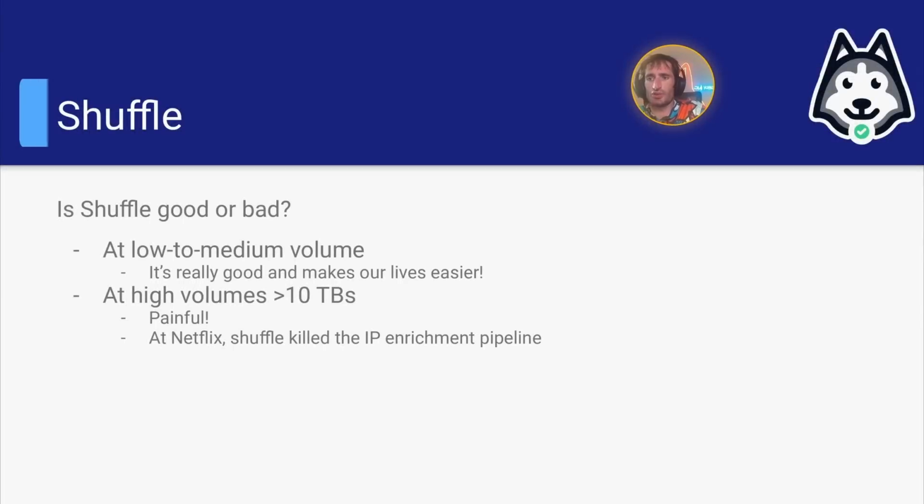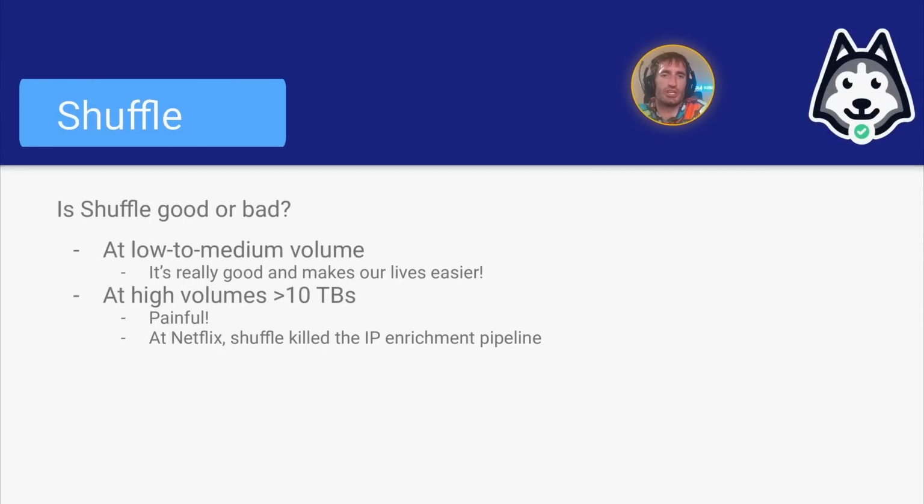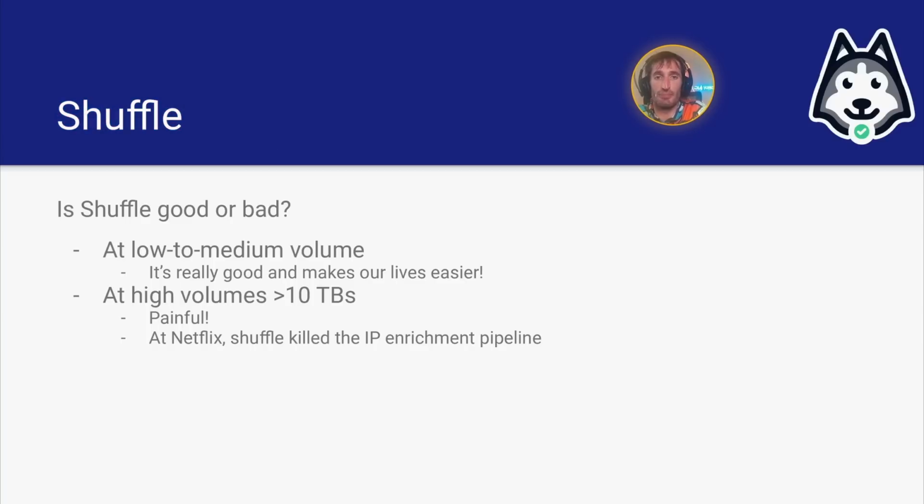So let's talk a little bit about shuffle. Is shuffle good or bad? I think so far in this presentation, you might be considering shuffle is kind of bad, that shuffle is probably not what we want. And I don't agree with that. I think that shuffle is actually pretty decent. You should probably use shuffle in most cases, especially if the volume is not really high. In this case, I'm saying volume being greater than 10 terabytes. Even 1 terabyte shuffling is pretty decent.